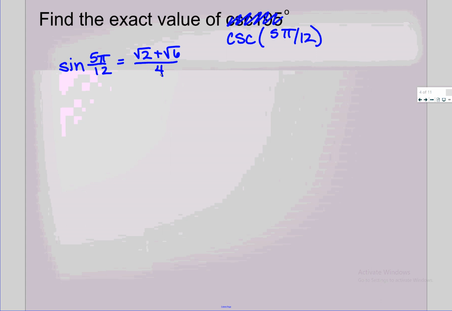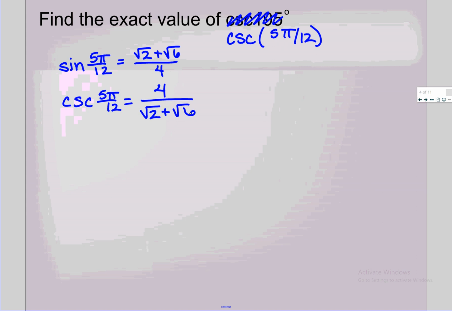So sum and difference gives us the sine, its reciprocal. And then if I want the cosecant, all you do is you have an extra step at the end. You're going to flip that answer, or reciprocal identity. So it's going to be 4 over rad 2 plus rad 6.